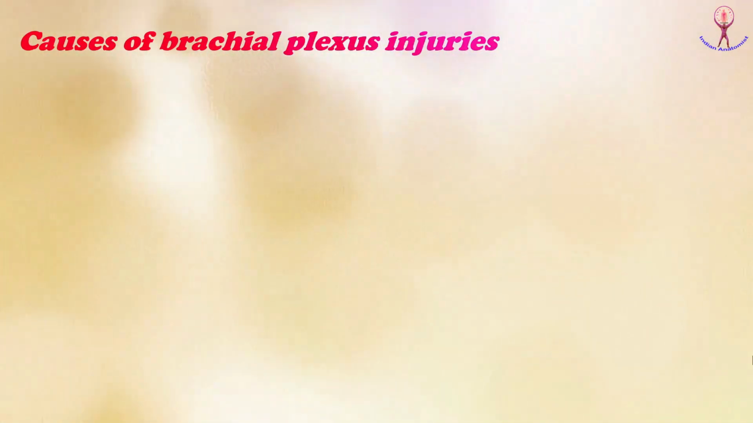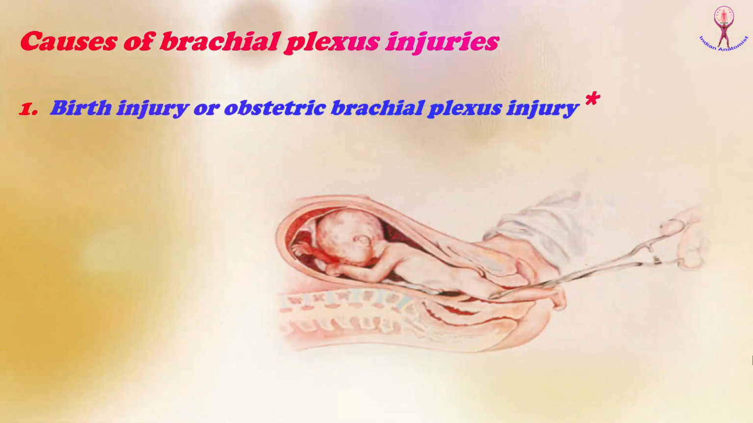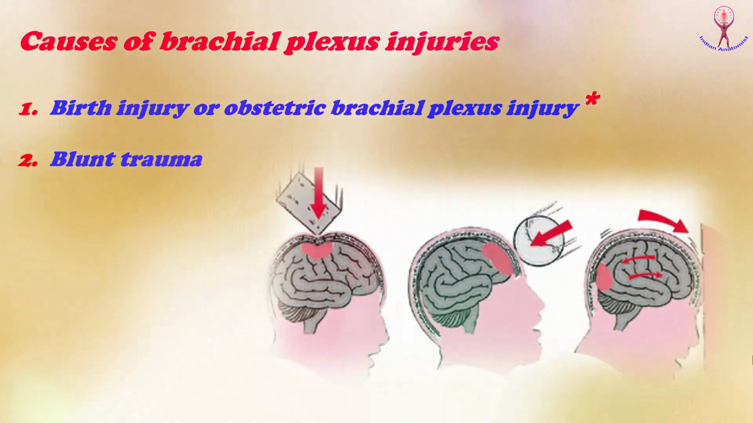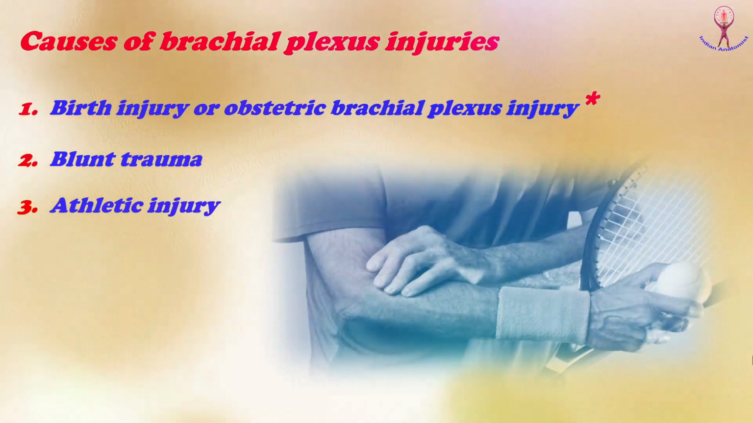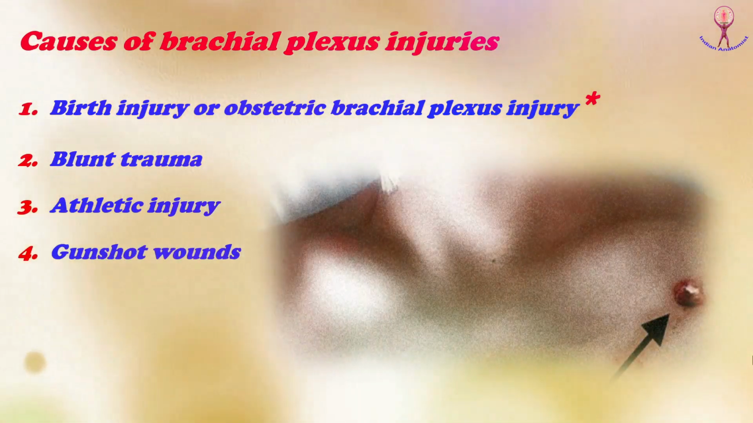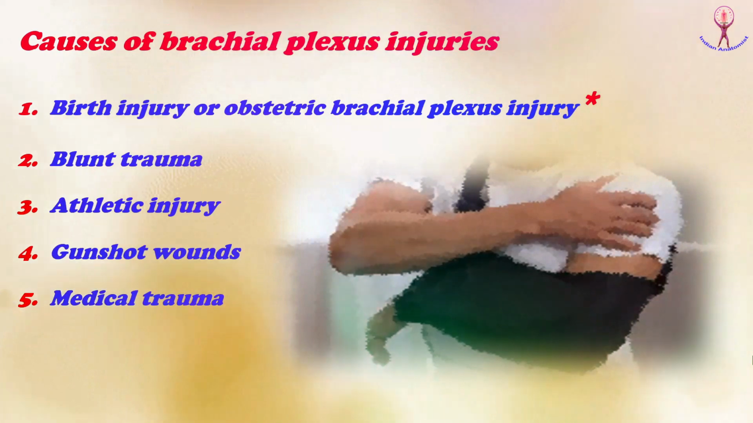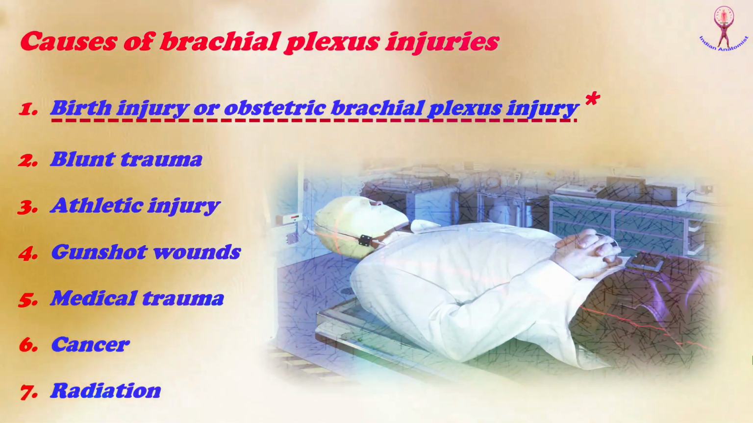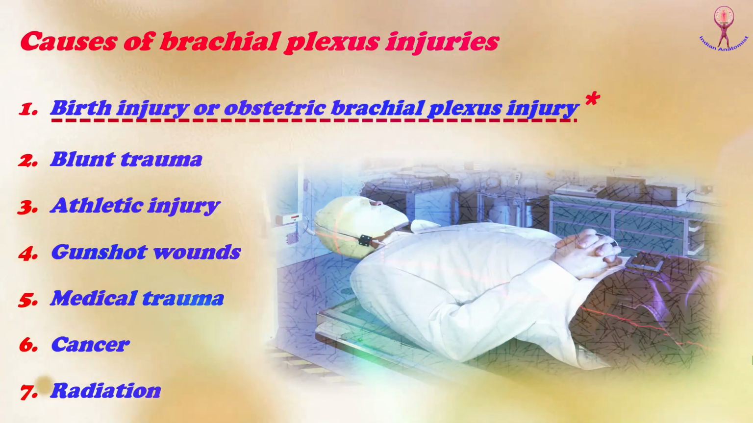Now, what are the causes of brachial plexus injuries? 1. Birth injury or obstetric brachial plexus injury. 2. Blunt trauma. 3. Athletic injury. 4. Gunshot wounds. 5. Medical trauma. 6. Cancer. And 7 is radiation. Dear students, later in this video, I will discuss the birth injury of the brachial plexus. The most common birth injuries are Erb's palsy and Klumpke's palsy or paralysis.